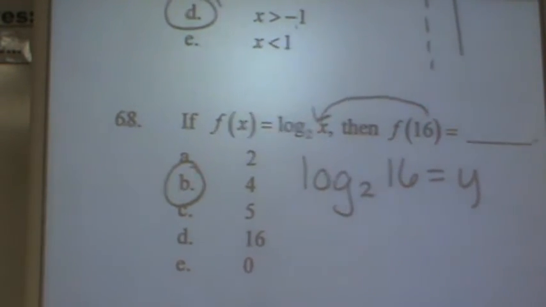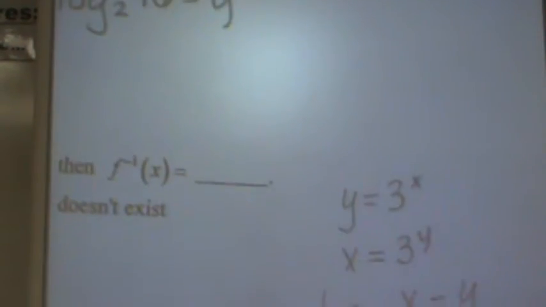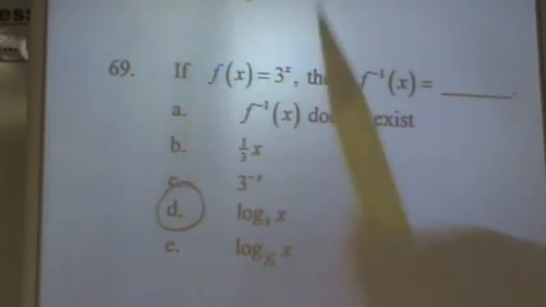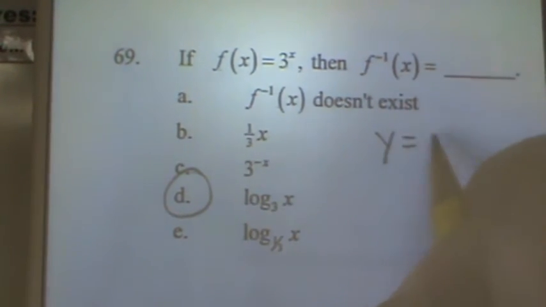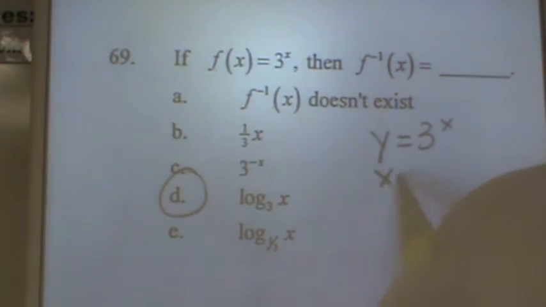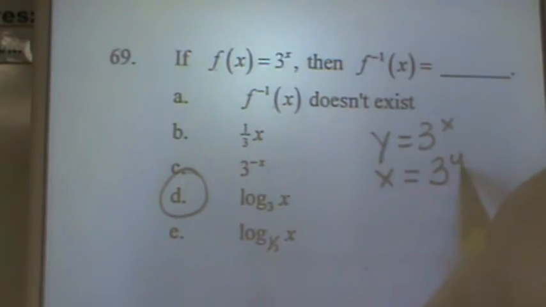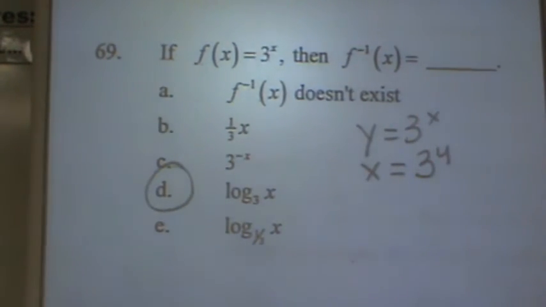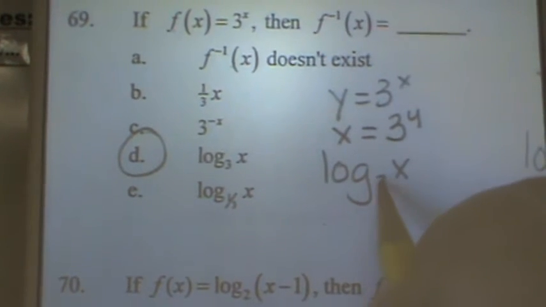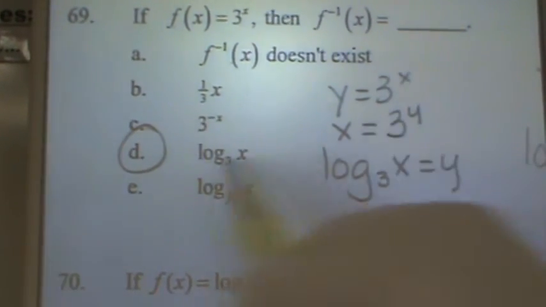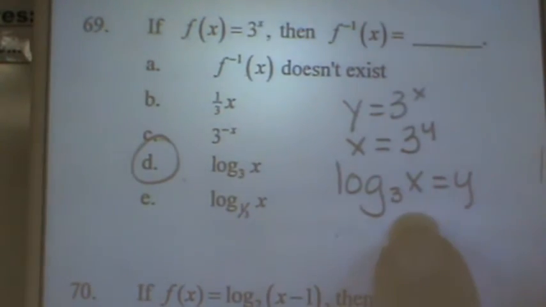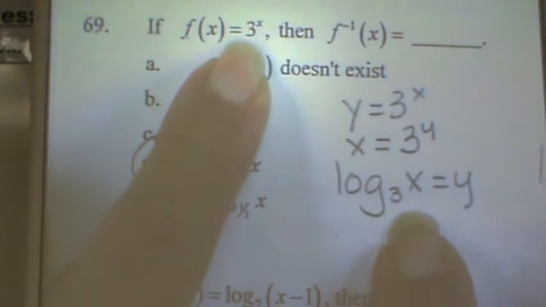Okay. For 69, I'm asking you to find the inverse of this. So this says y is equal to 3 to the x power. So the inverse would be x is equal to 3 to the y power. So you'd want to write this in log form. This would be the log of x base 3 is equal to y, which is D. That would be your inverse of this.